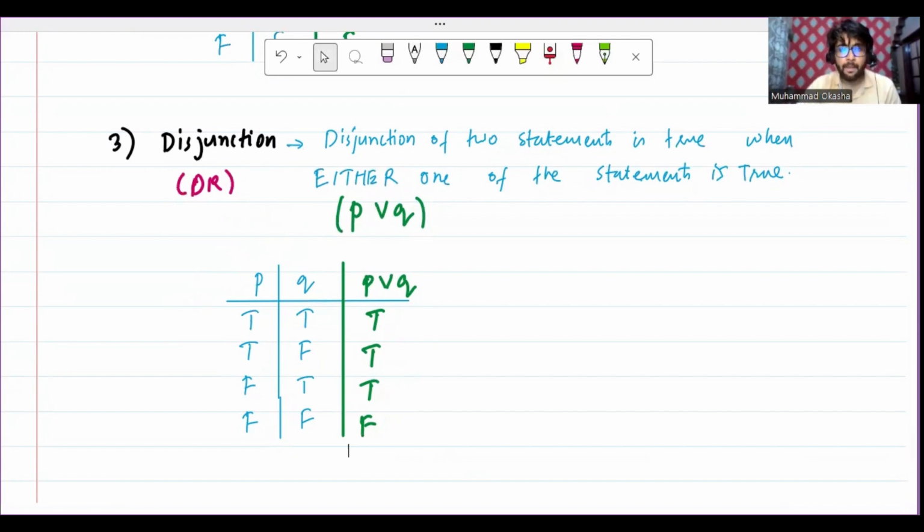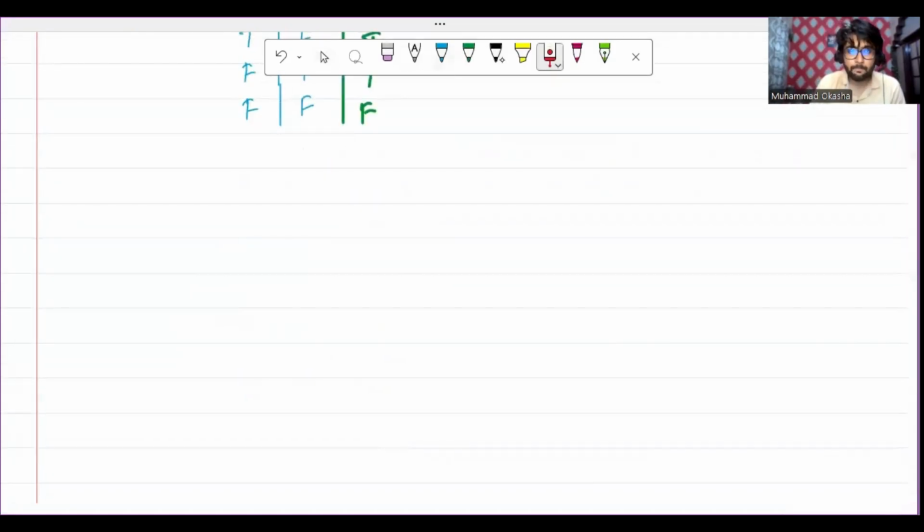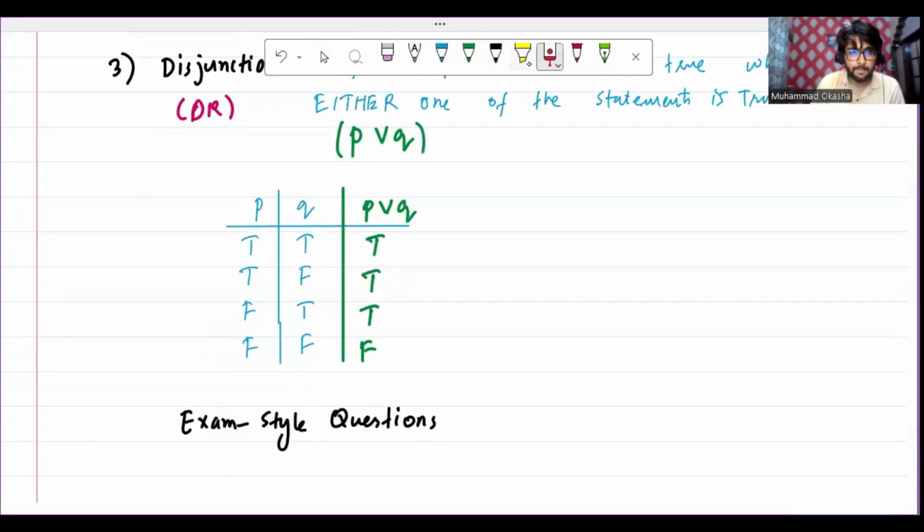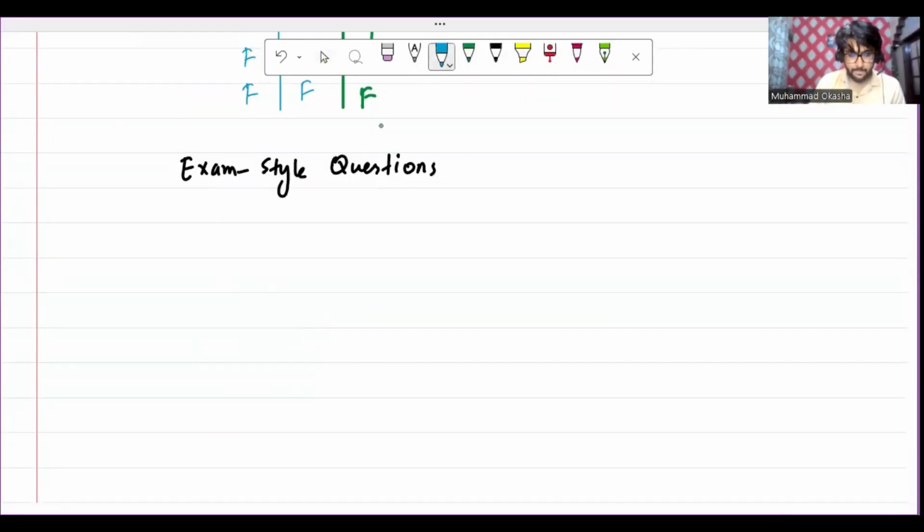Right? Now, let's take a look at exam style truth tables. This is what the questions are going to look like in the exam. Exam style questions. By the way, this table of P and Q is something you have to remember. You should be able to start off a question by writing true, true, true, false, false, true, and false, false.